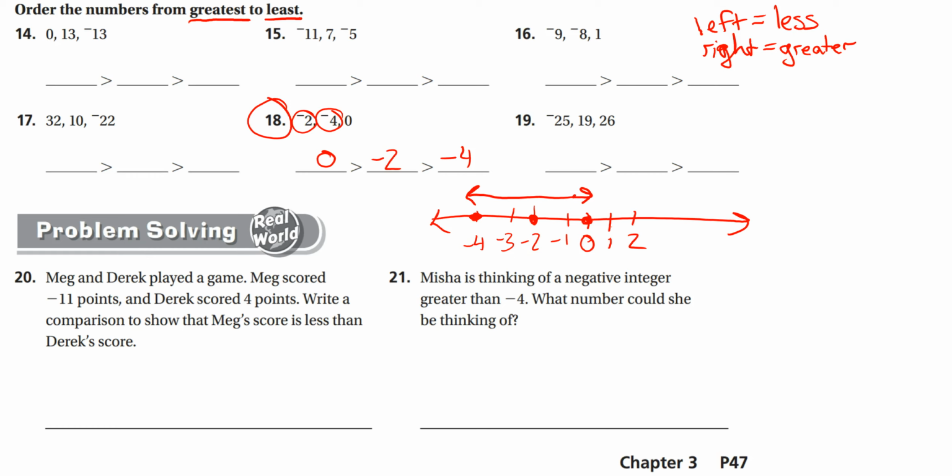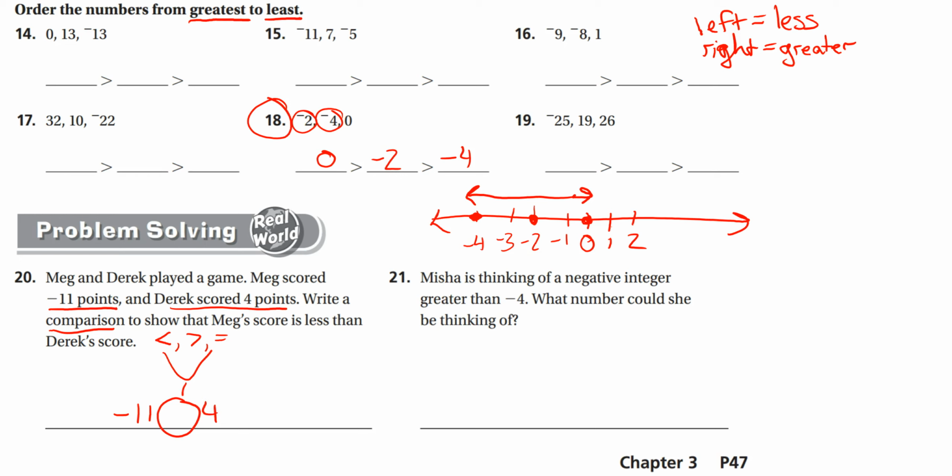Number 20, Meg and Derek played a game. Meg scored -7 points. Derek scored 4 points. Write a comparison. Comparison just means they want you to use less than, greater than, or equal to of those two scores. So you have -11 and then greater than, less than, or equal to. These are going to go here, and you're comparing it to 4.